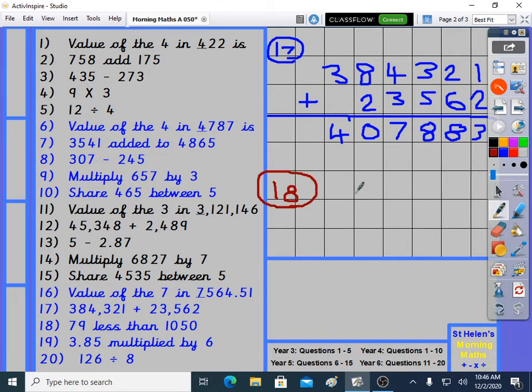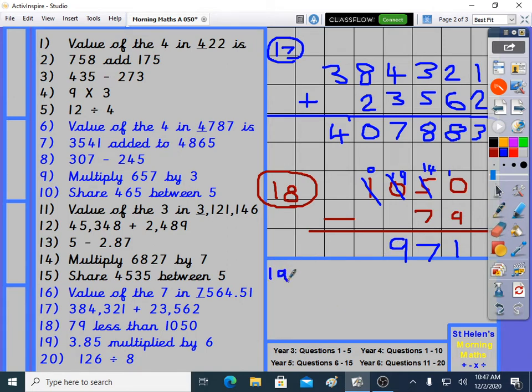79 less than 1,050. Biggest number has to go on the top in takeaway. If you put 79 on the top, you probably wonder why it's going wrong. We do the borrowing. 971. Yeah, 50 plus 21 is 71. Yeah, that makes sense. And question 19.